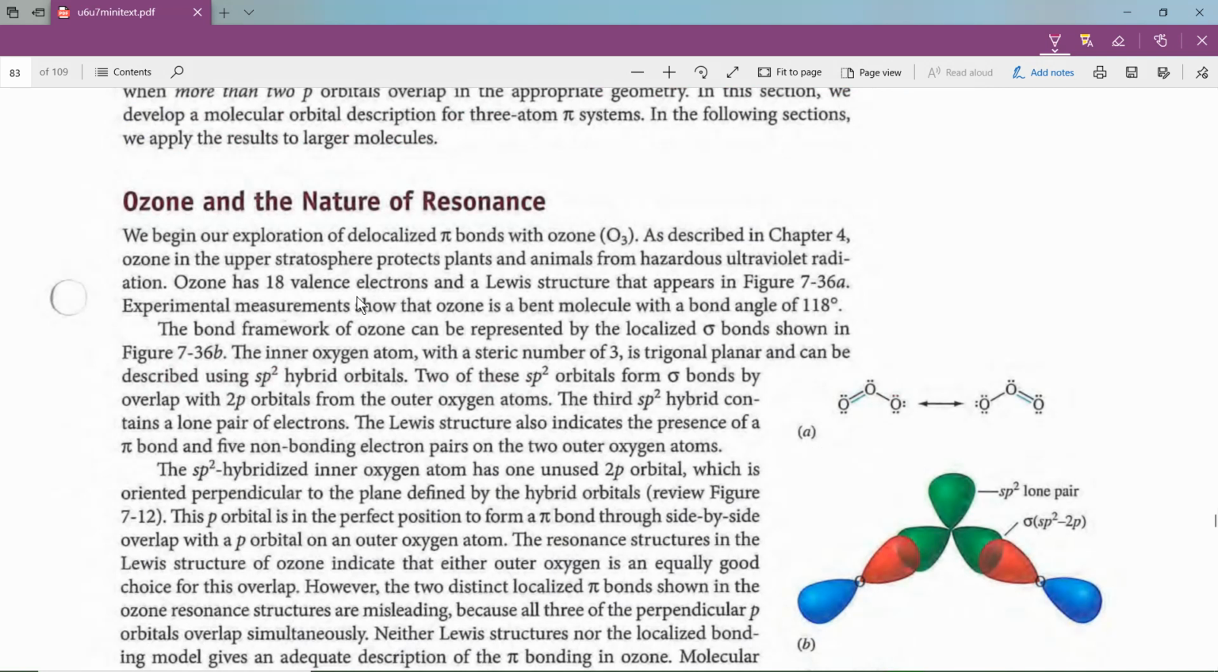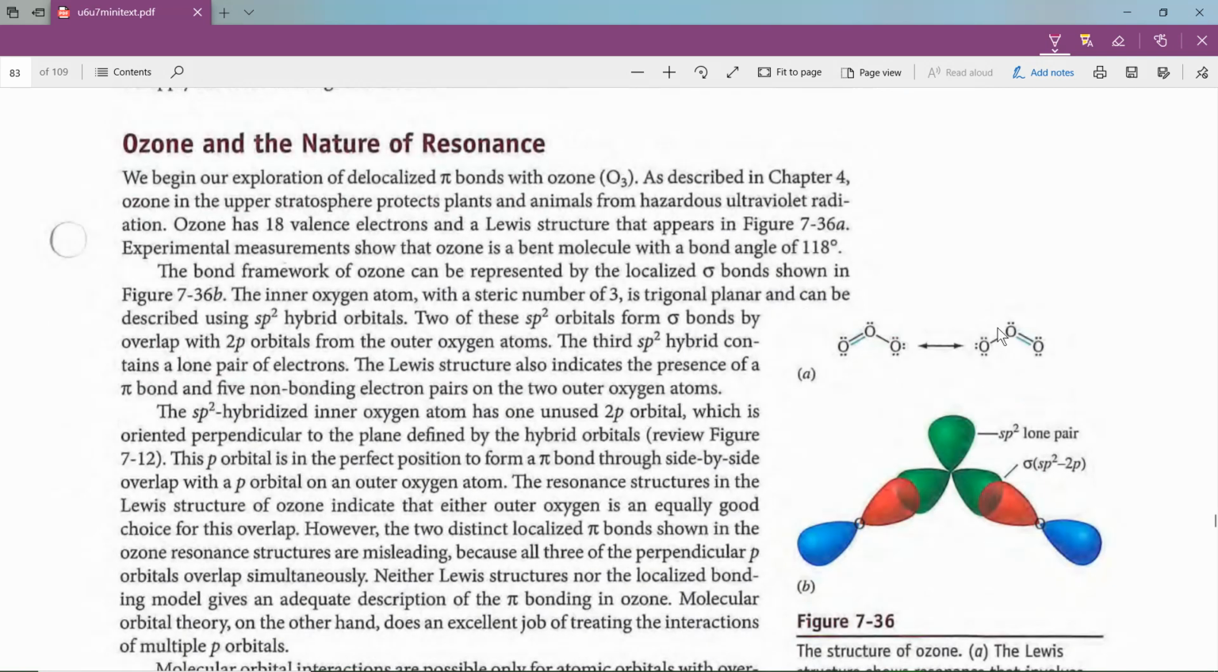We'll start with ozone, and here we have two resonance structures of ozone, and there's 18 valence electrons. Bond angle is a little less than 120. You can have the localized sigma bonds shown in 736b, right? So that's a sigma bond. Then there's an oxygen, sp2 hybridized, it's the central atom, and we form the sigma bonds between the sp2 on the central atom, oxygen, and a p orbital on a ligand oxygen. But we still have p orbitals left over.